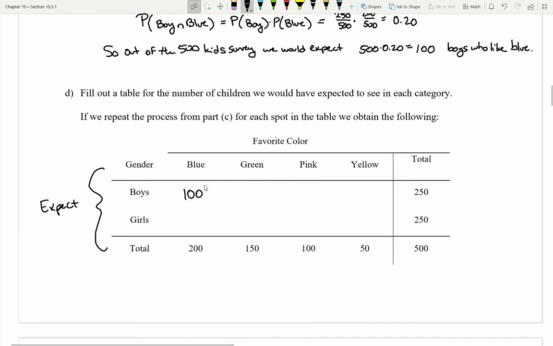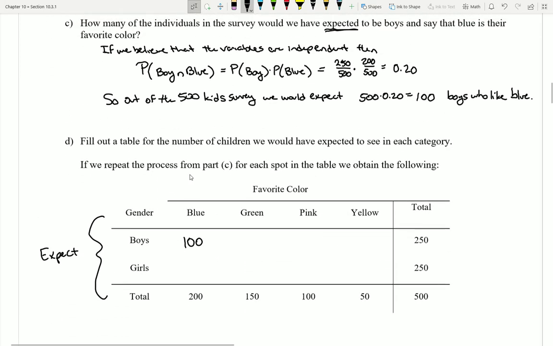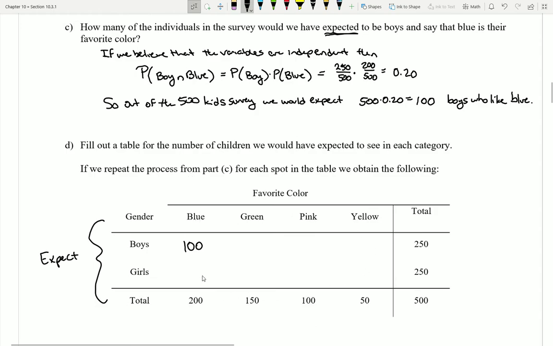So we need to try to figure out, though, what we would have expected to see across all of these different categories. So I'm going to go ahead and try to repeat this here for, let's say, all the rest of the different boys and the colors that they like. Now I'll quickly go over here, up in this space, do my quick computations, and I'll erase them pretty quickly after.